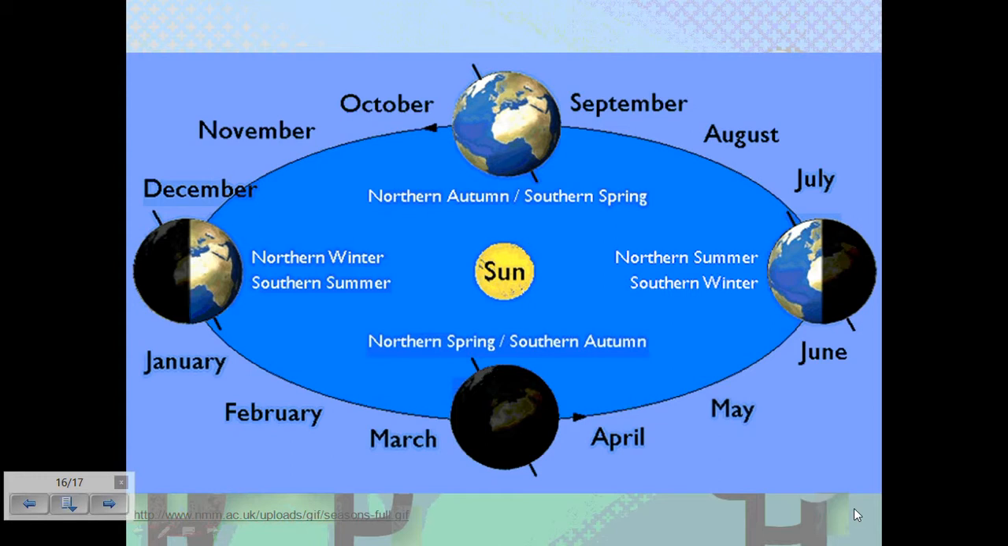I would like to leave you with a final image that depicts the Earth's axis as it spins around the sun. If you notice the various tilt angles and the geographic locations of the countries during those particular parts of the year.